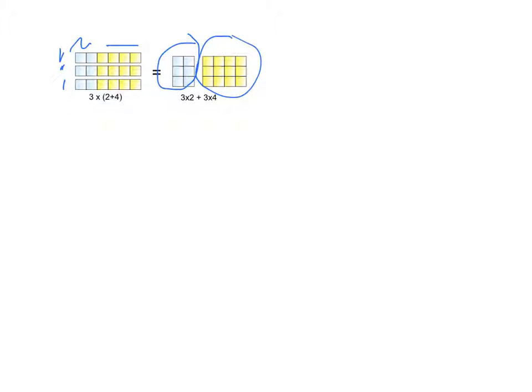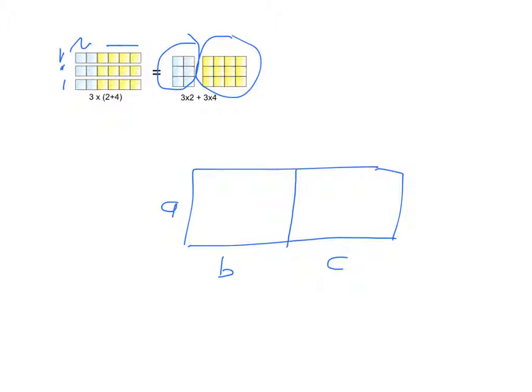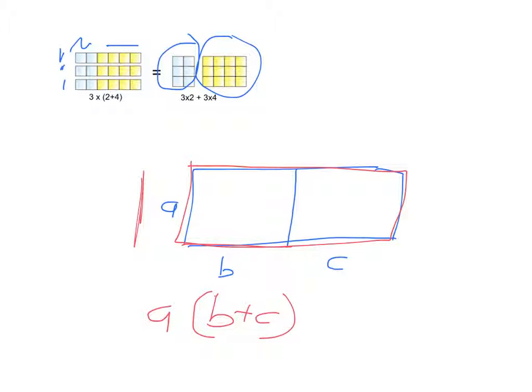I'll draw a rectangle to try and show this a bit better. Okay, so let's look at the rectangle here. Now if I want to find the area of the whole rectangle, this whole big shape, it's got a width here of A, and its length is B plus C. But what I need to do is add the B and the C together first, okay, because this length here is B plus C. Whatever the answer is, I multiply by A.